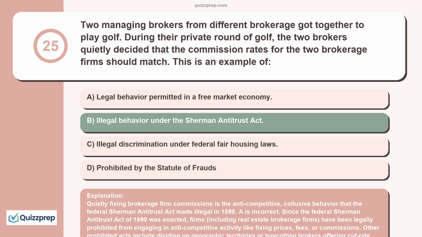C is incorrect. There is nothing in the test question to suggest that the two brokers are engaging in housing discrimination. D is incorrect. The Statute of Frauds is not related to price fixing. The Statute of Frauds requires certain contracts and agreements be formalized in writing in order to be enforceable in a court of law.